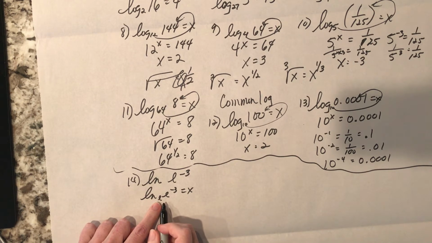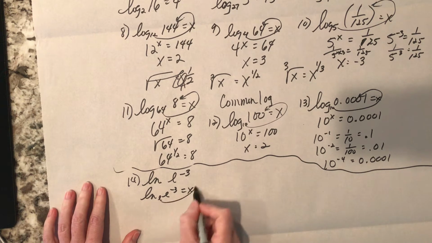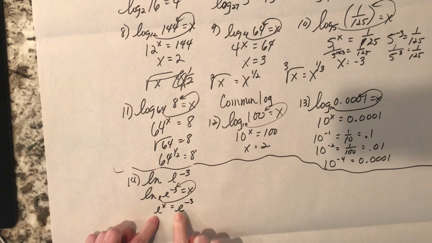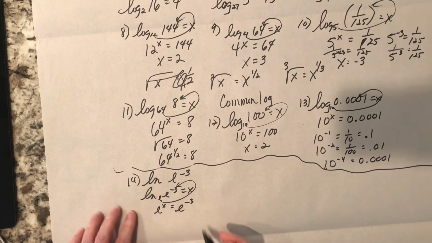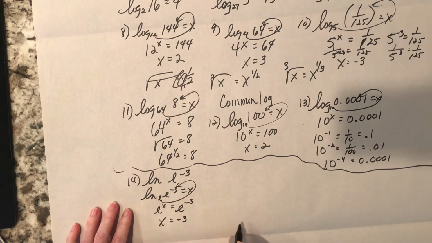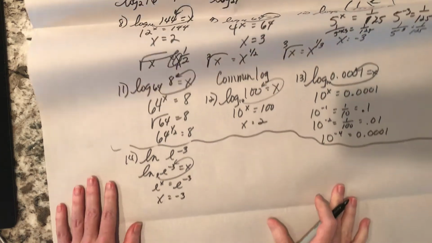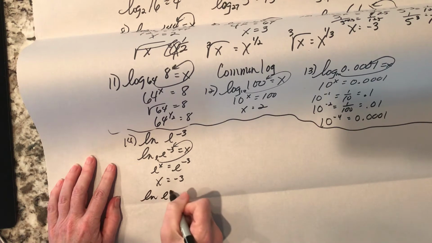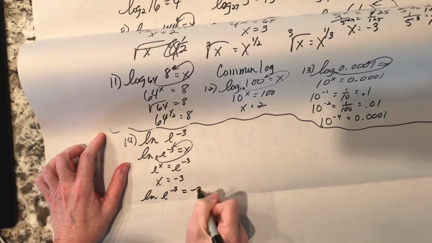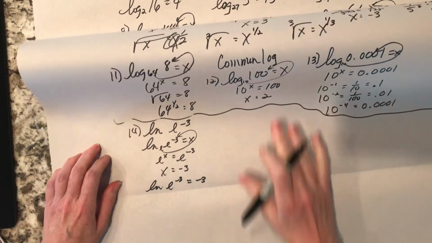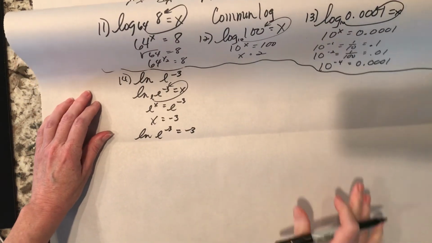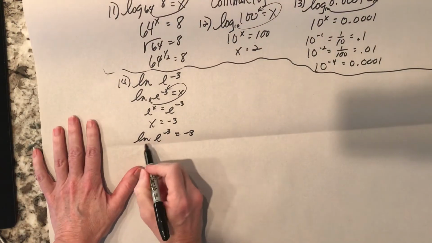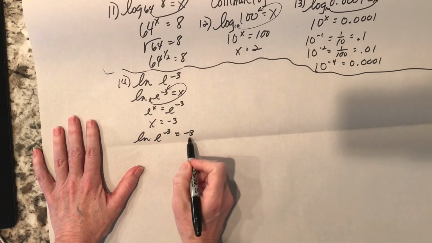Now, number 14 wants us to evaluate it, so let's do the e to the x equals e to the -3. When the bases match, the exponents match. So x is a -3. So in this particular problem, we've got natural log of e to the -3 is -3. We found -3 as our answer. Let me get this set up for the rest of the page. So the natural log of e to the -3 is a -3.